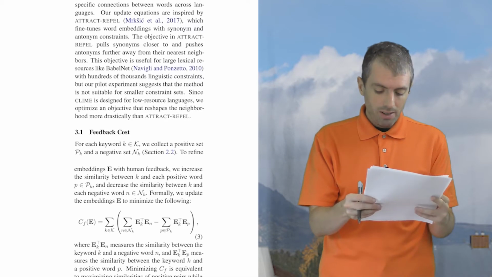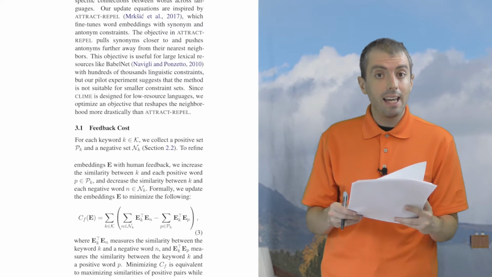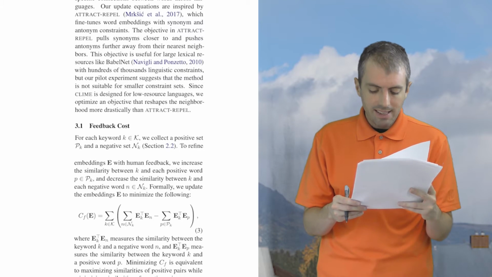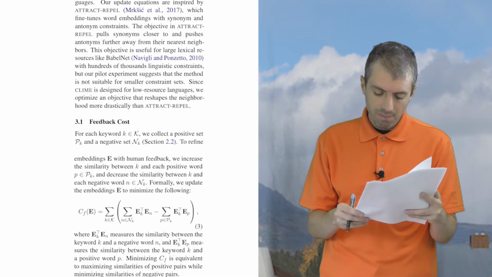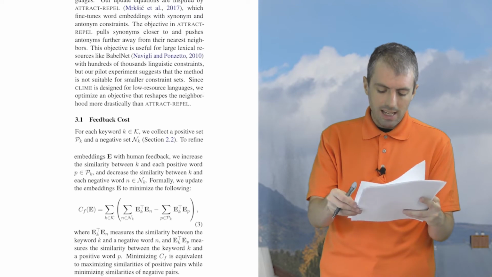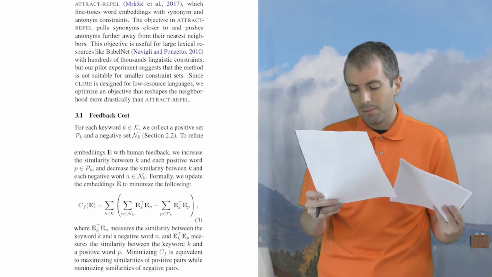For each keyword K, we collect a positive set P_K and a negative set N_K. To refine embeddings E with human feedback, we increase the similarity between K and each positive word, and decrease the similarity between K and each negative word in the set N_K.